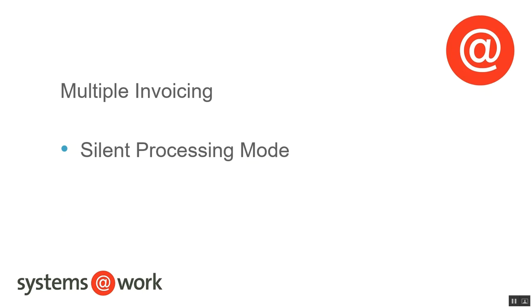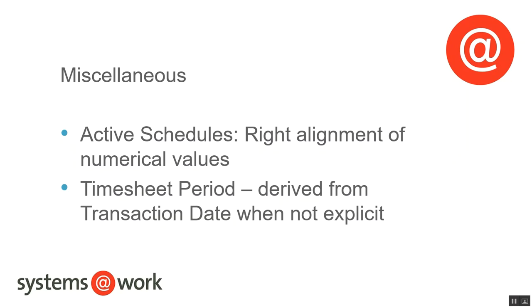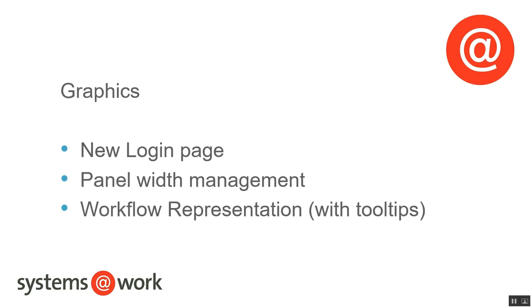In multiple invoicing, and there are a few users of this, we now have a silent processing mode so that you don't have to click as many times while the system is scanning through your work in progress to decide what to invoice. There are a few other little things. We finally right-aligned numerical values in active schedules. We've made a small change whereby we now derive timesheet period in, for example, form transactions from transaction date when it's not explicit. This has some subtle effects on reporting.